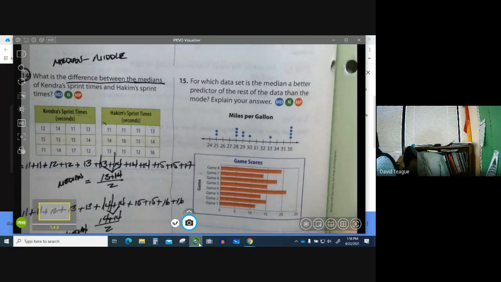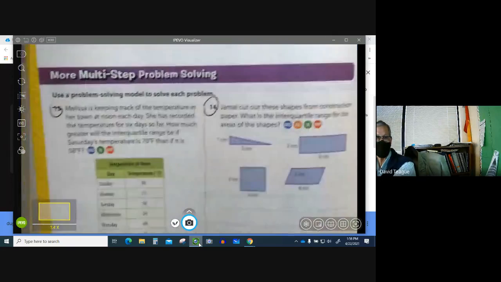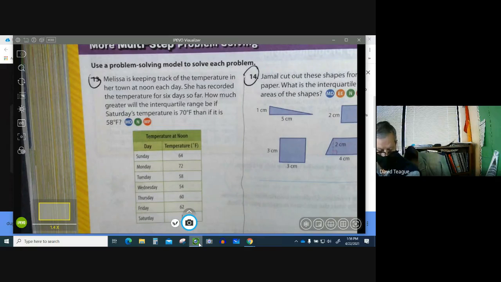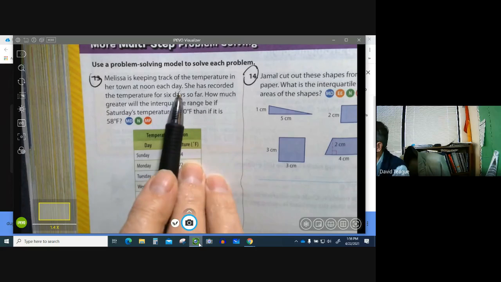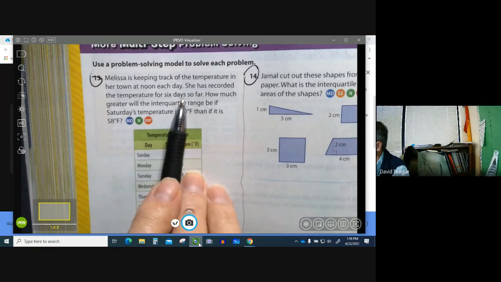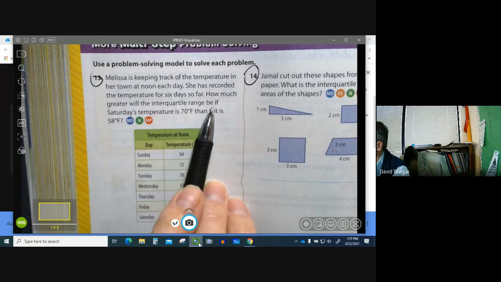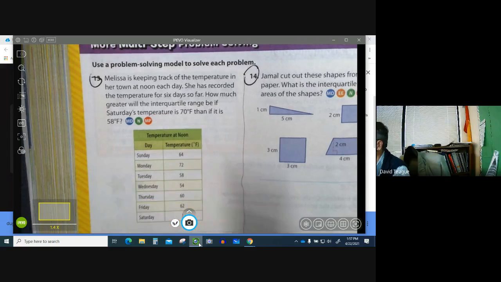This is the last page. Okay, so we have 2 questions here. We have number 13 and we have number 14. So 13, it says, Melissa is keeping track of the temperatures in her town at noon each day. She has recorded the temperature for 6 days so far. How much greater will the interquartile range be if Saturday's temperature is 70 degrees rather than if it's 58?